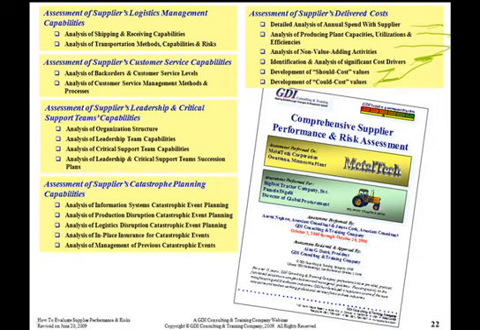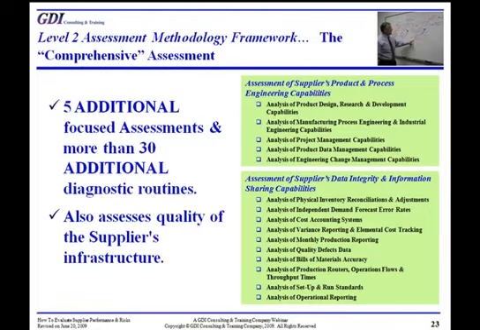And that's a lot. That's 13, in this case, and never less than 12 categories. If you want to go to the next level, which we refer to as the comprehensive assessment, we have to add 5 more assessment methodologies to this. One is we have to look at the product and process engineering capabilities. We have to look at the supplier's data integrity capabilities.